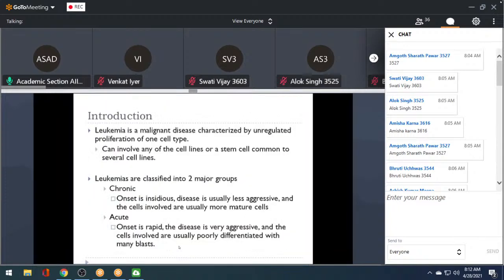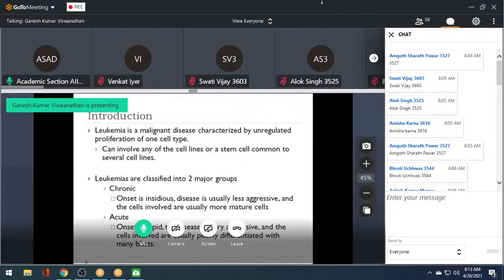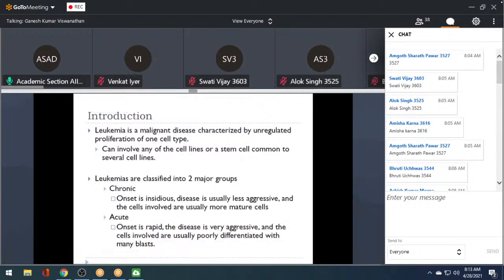So leukemia is a malignant disease. It is a type of cancer, and it is characterized by unregulated proliferation. Unregulated proliferation is the basic characteristic of any type of cancer, and the same holds true for acute leukemias also, of a particular cell type. The cell type involved here is a blood cell producing cell, or a hematopoietic stem cell. It can involve any of the cell lineages or a stem cell common to multiple cell lines.